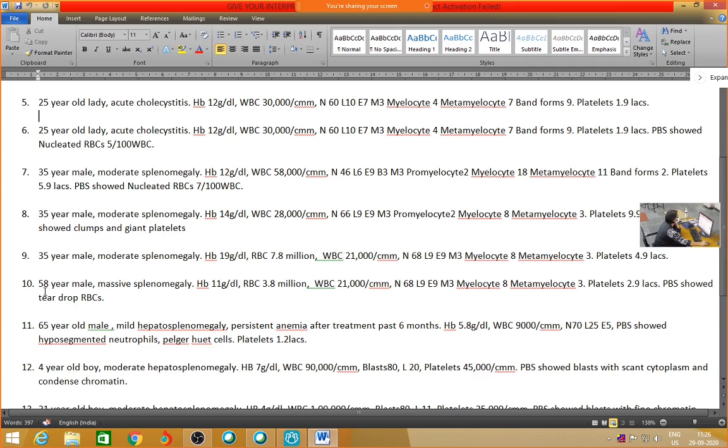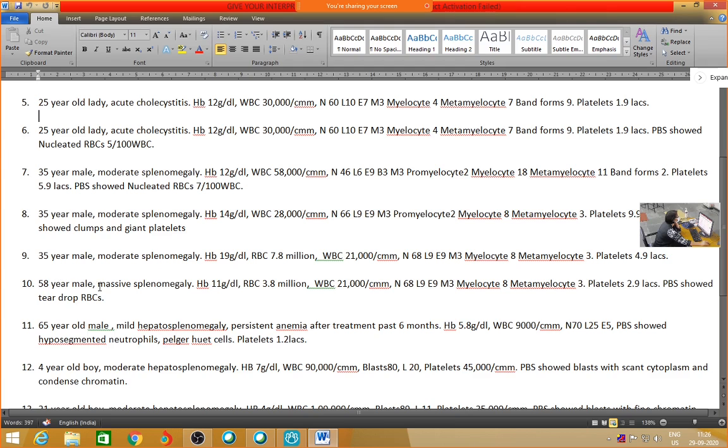Then number 10 is a 58-year-old male with massive splenomegaly. See the difference here. I have given you relatively the same age group in MPN, whereas for this, I increased the age group significantly. This is an older age group, 58-year-old male.